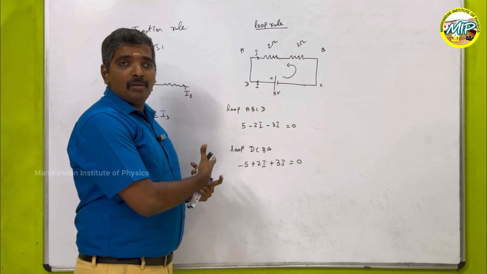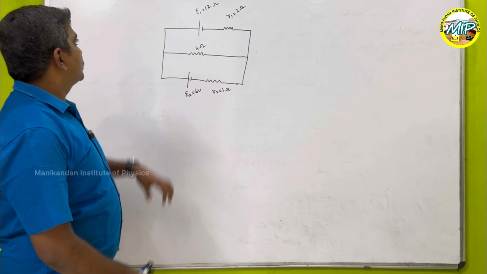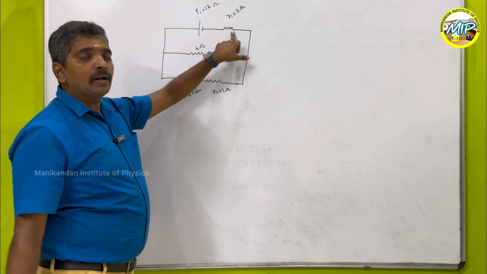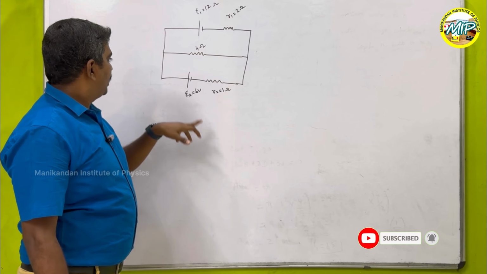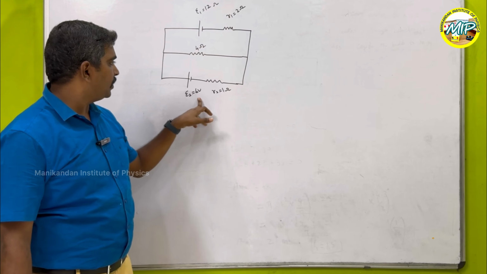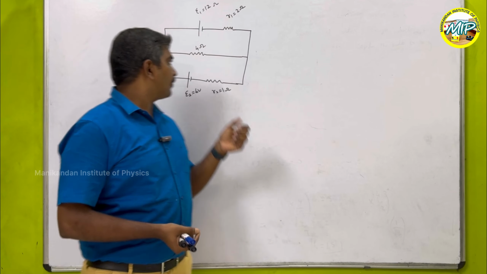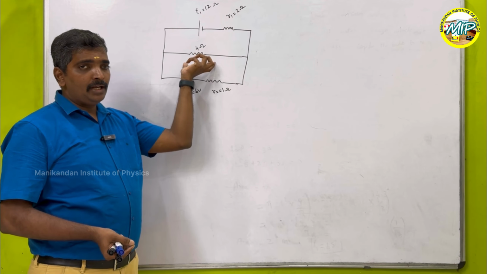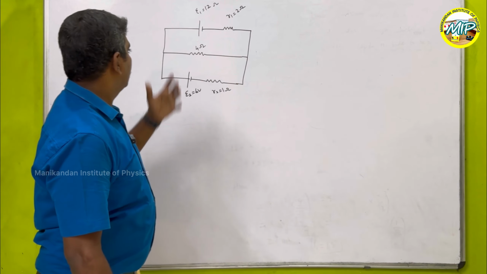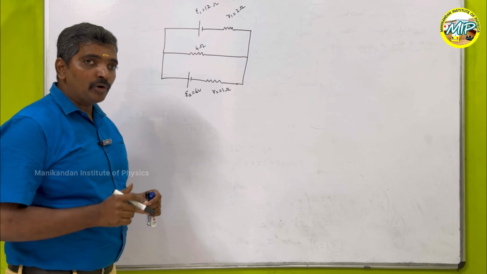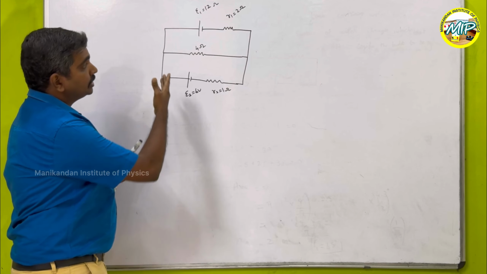Next I will solve a problem, then you will be able to understand easily. In this problem, we have two cells. E1 is 12 volt with internal resistance R1 equal to 2 ohm. We have a resistor R of 4 ohm and we have another cell with an EMF of 6 volt and internal resistance 1 ohm. My target is to find the potential drop across this 4 ohm resistor as well as the power dissipation across this resistor. To solve the problem, first I am going to find the current through this 4 ohm resistor.